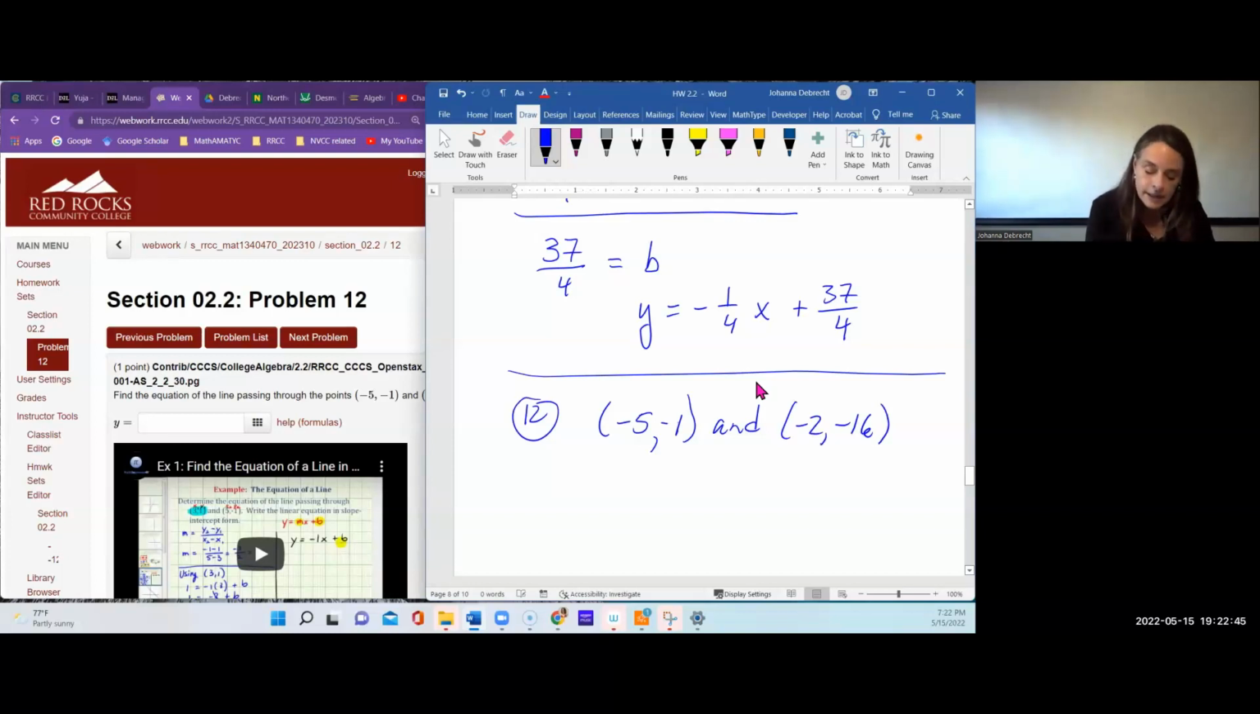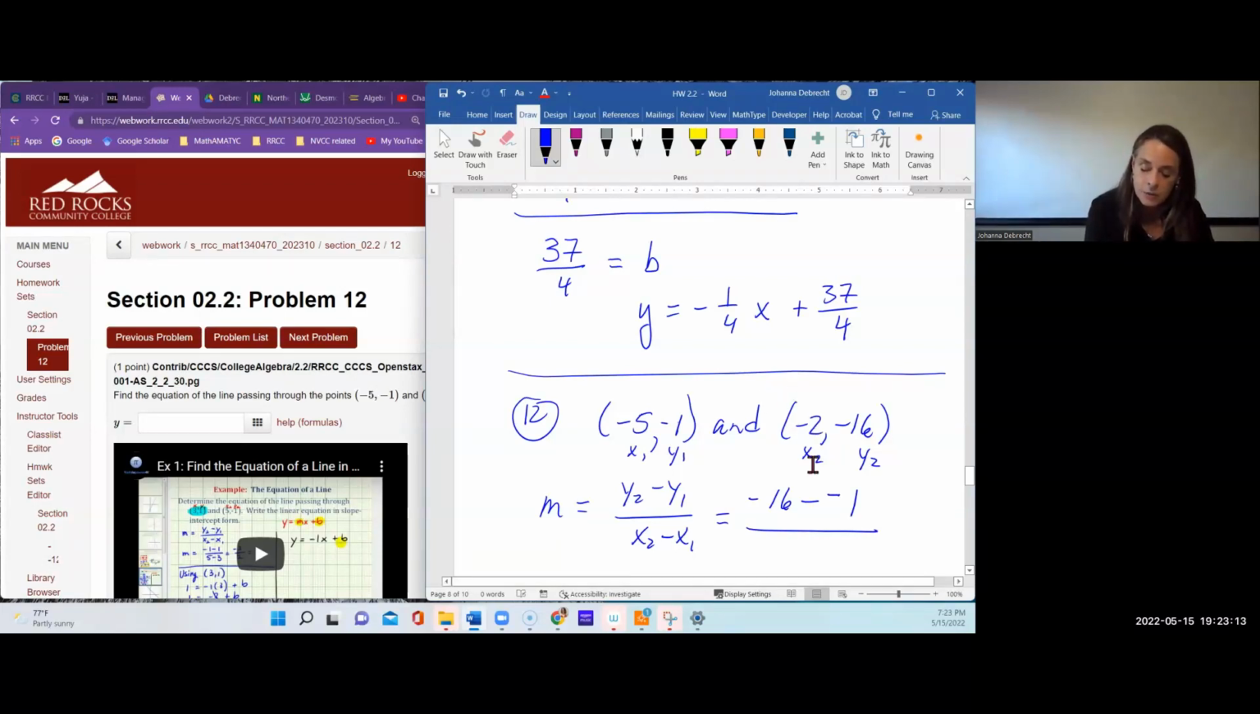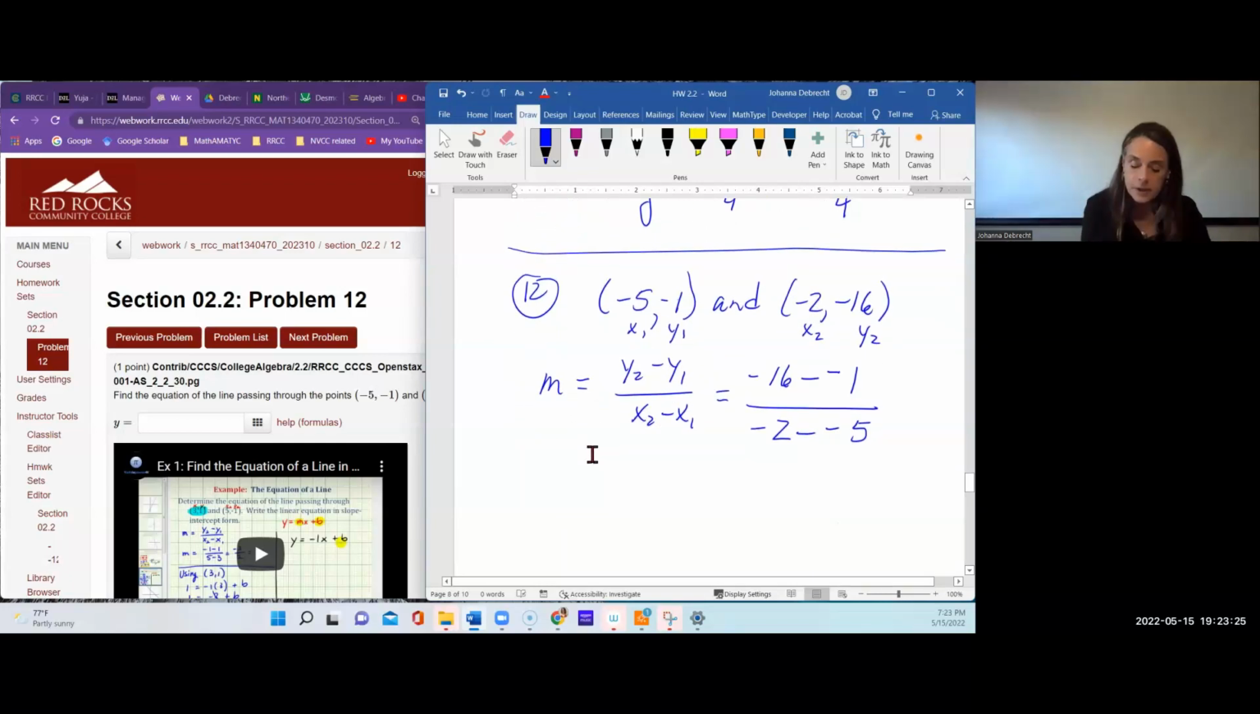When I look at these, I can take either one to be x1 and y1, and I can take either one to be x2 and y2. Then I want to find my slope by taking y2 minus y1 over x2 minus x1. This is going to give me -16 minus, for the formula, the number is -1, over, if -16 went first, its x coordinate must go next, which is the -2, minus, for the formula, and the other x coordinate is -5. Be careful that you always use a minus for that formula.